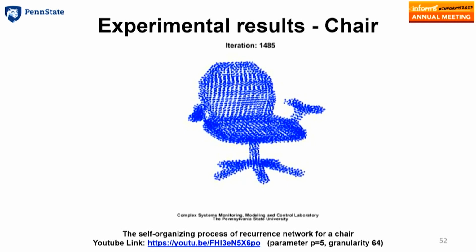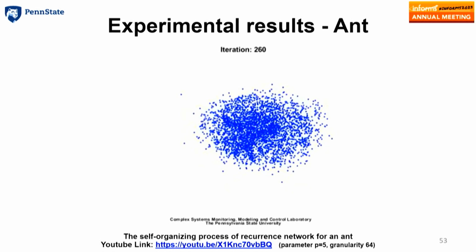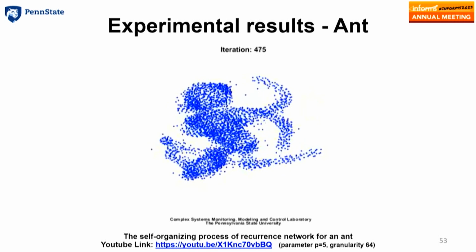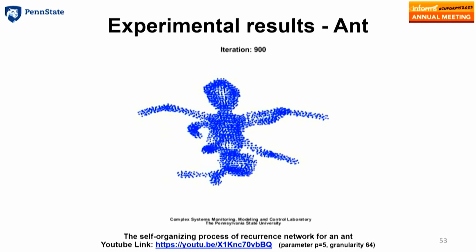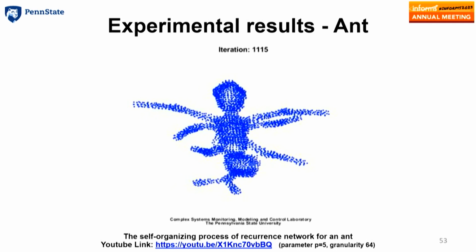And people may be wondering, if we change to a different design, will it still work? Okay, now let's look at this. What is this? It's random, and we haven't figured out what it is yet, right? But it's dancing. It's dancing. And then it emerged to be a very beautiful dance. And this is an ant. So this is the self-organizing process for an ant.